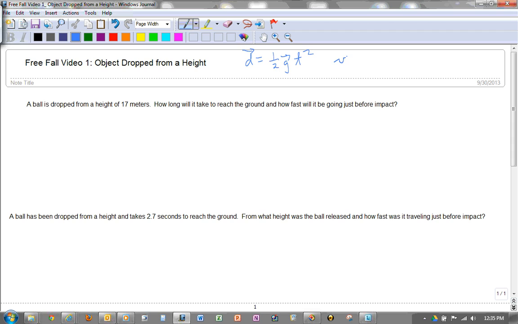We also had that the velocity at the end of a given time period is equal to g times t, and that the acceleration is always the value of g, which is negative 9.8 meters per second squared here on Earth. So when we have a ball drop from a height, we know that the initial velocity is 0. The height is 17 meters. Now, if the height is 17 meters, let's just draw a picture of the scenario here.